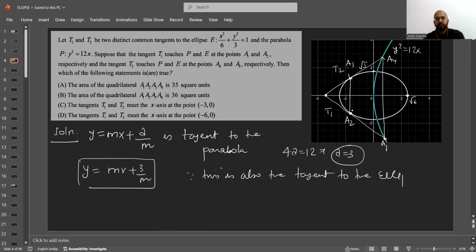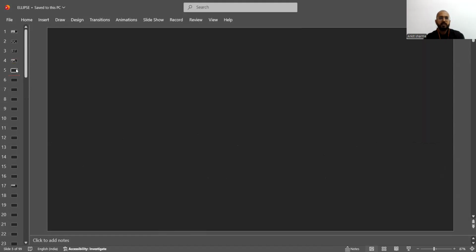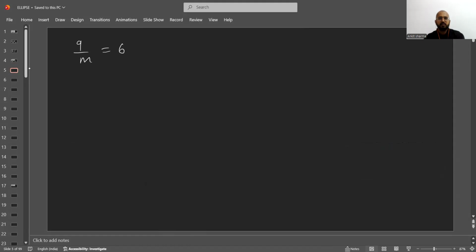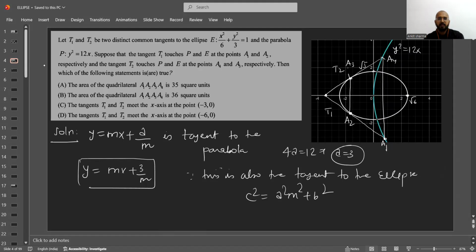This is also the tangent to the ellipse, which means I'll be having c square is equal to a square m square plus b square. So the condition of tangency for ellipse. That means c square, I have here is 9 over m. So I'll be writing here 9 over m is equal to, the point here is a square m square. So a square is 6. So that means I get here 6m square plus b square is 3.